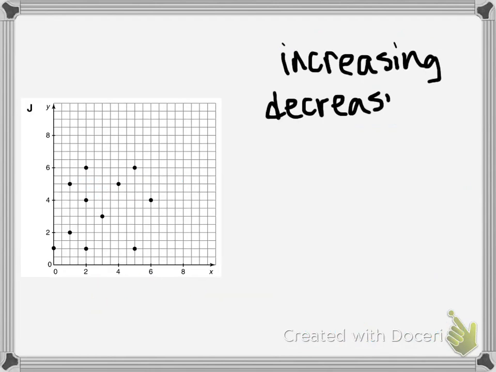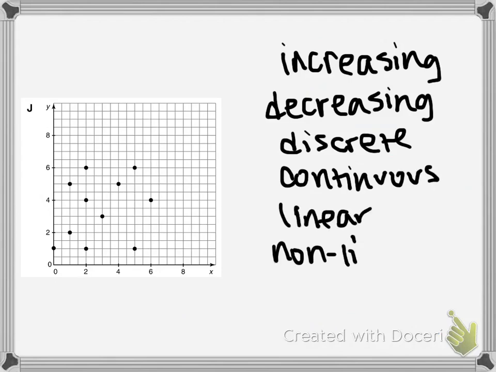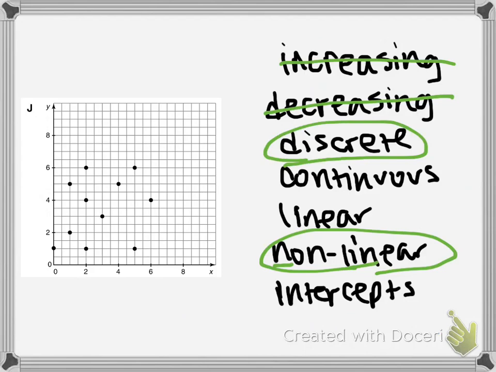J. Okay. You can't tell if this is increasing or decreasing, so it's neither. It's discrete because the dots are not connected. There's no line here. And there's only one place where a dot's on the y-axis, so that is (0, 1).